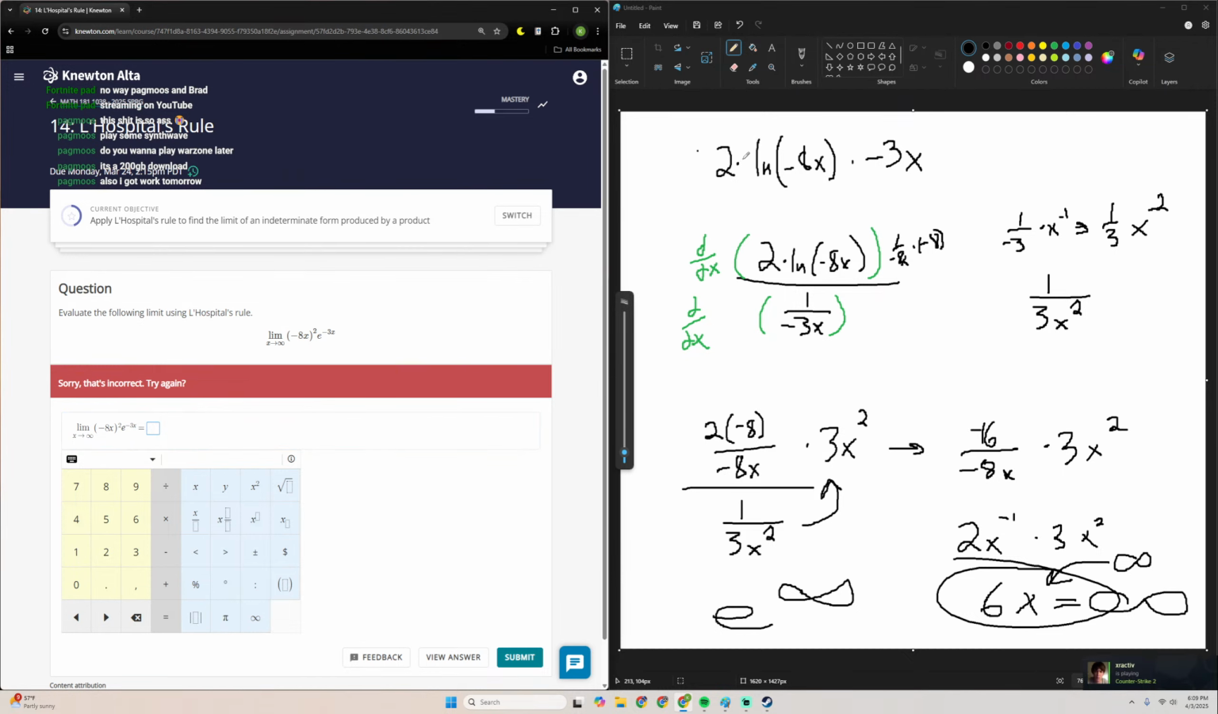2 goes down. The natural log of negative 8x. Yeah, that's there. Times by... Well, it goes here. Natural log goes right here. So the natural log of e to the negative 3x brings down 3. In order to do this, I made it 1 divided by 3 over x.